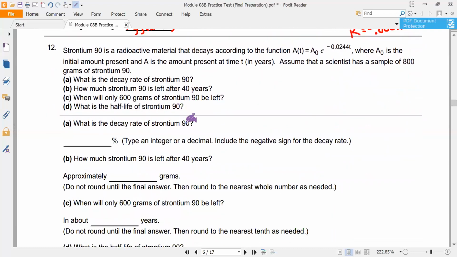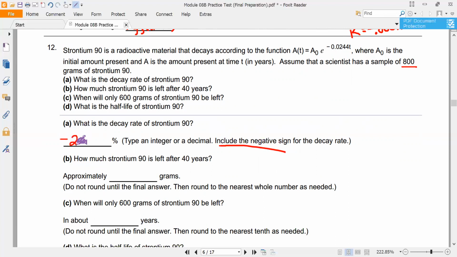Okay, so let's talk about the next word problem. Strontium-90 is a radioactive material that decays according to the function A of t equals a sub 0 e to the negative 0.0244t. Where a sub 0 is the initial amount present, A of t is the present amount after so many years, and we want to assume that the scientist started with 800 grams. So we're going to be able to use that in a minute. The decay rate, though, you should be able to pick out. It is the exponent part in front of t, but it needs to be changed to a percent. And it did say include the negative sign.